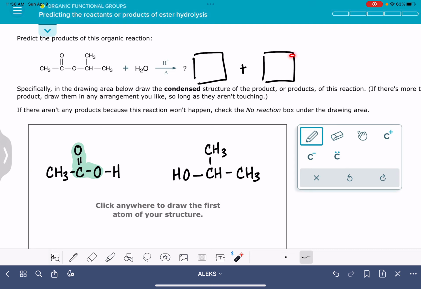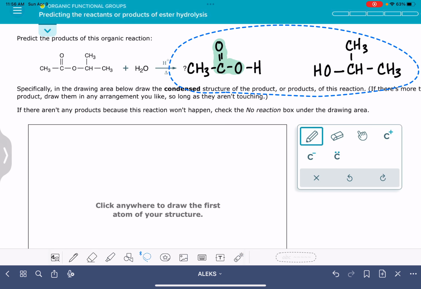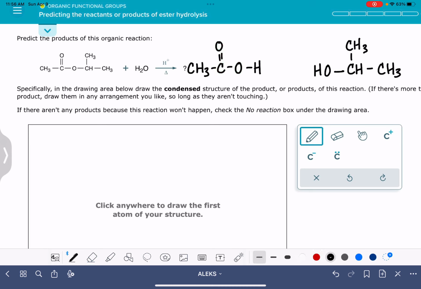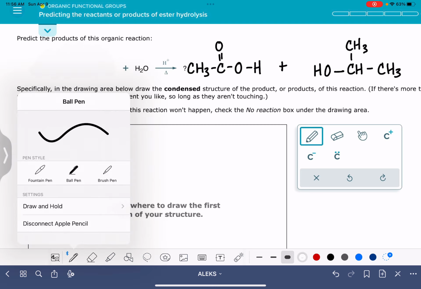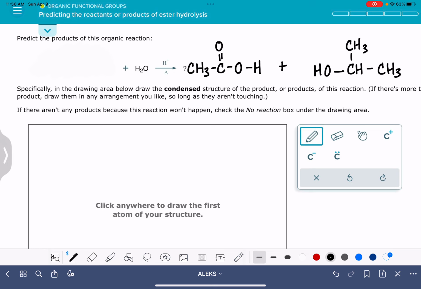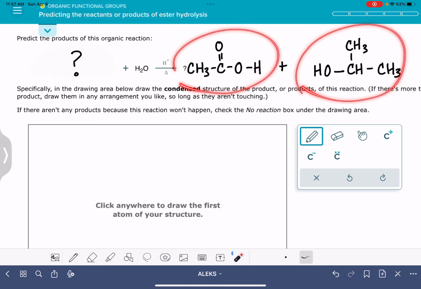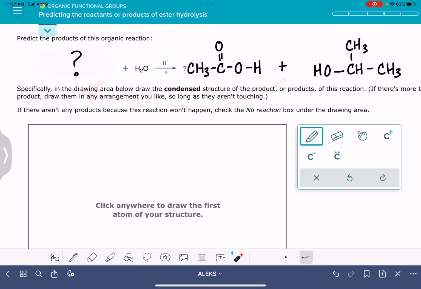Now the other version of this problem, like I said, there's more than one version. The other version of the problem would give you these two products. I'm going to go ahead and get rid of that highlighting. It would give you these two products, and it would not give you the structure of the starting ester, and the problem would be asking you to come up with the structure of the ester from these two molecules. So basically you're just doing the opposite of what we just did.